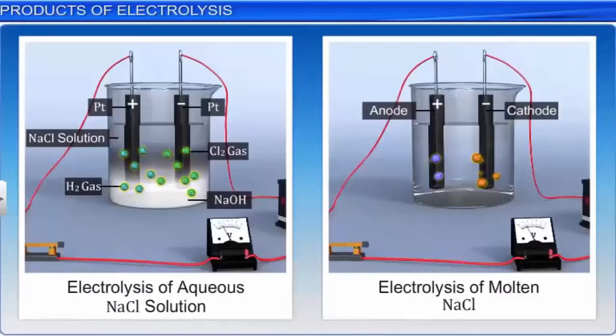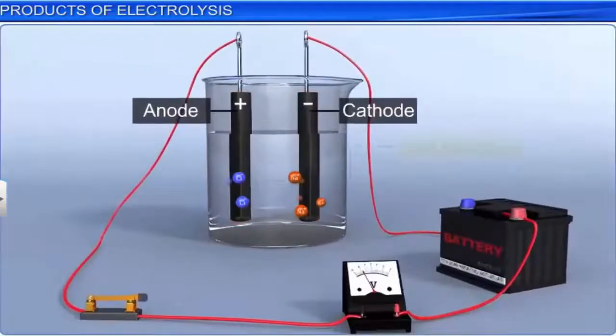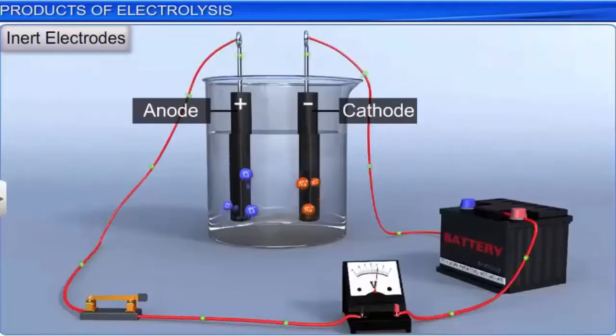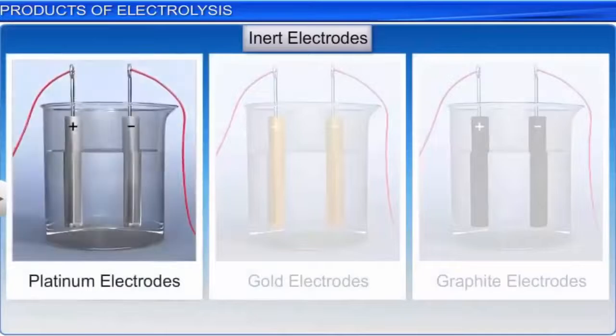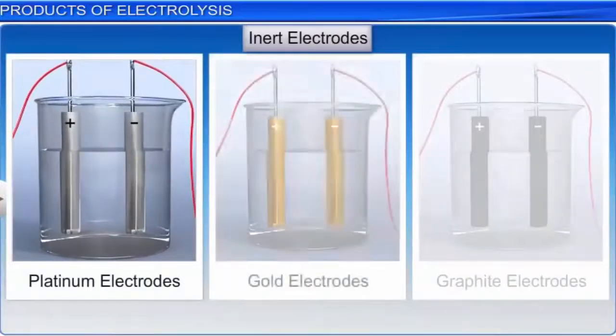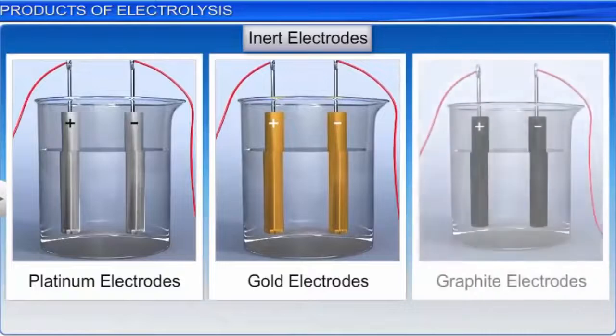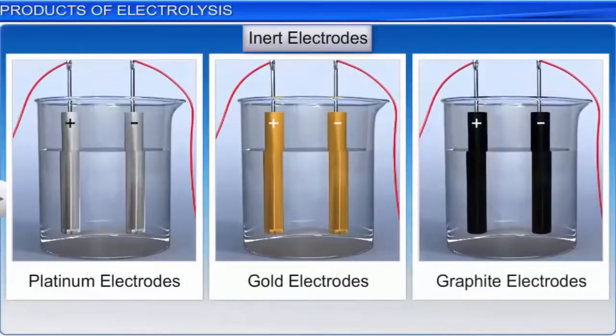The products of electrolysis depend on the nature of the electrolyte being electrolyzed and the type of electrodes used. Inert electrodes do not participate in the chemical reaction. Inert electrodes act as a source or a sink for the electrons, providing a surface for the electron transfer. Platinum, gold, or graphite electrodes are commonly used as inert electrodes.